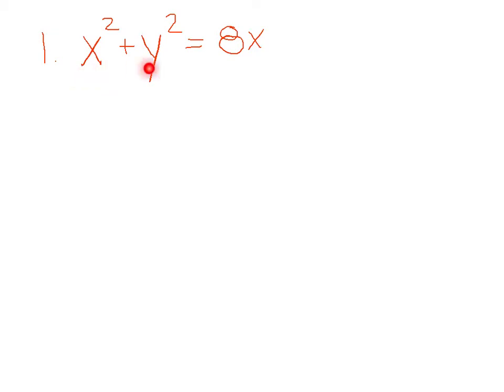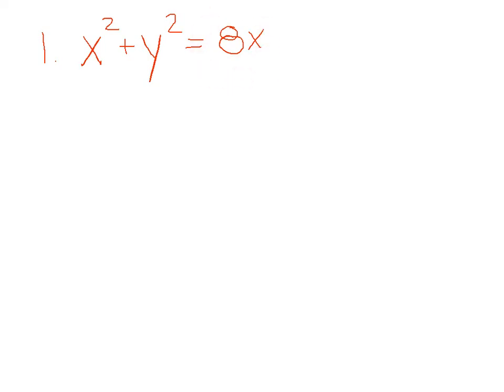We have an x squared and a y squared. The coefficients are both 1. So again, to be a circle, those need to be the same. But I'm not in standard form. If I said x squared plus y squared equals just plain old 8, that would be standard form. But this here, I have an 8x, and I can't have that. I need a constant on this side.